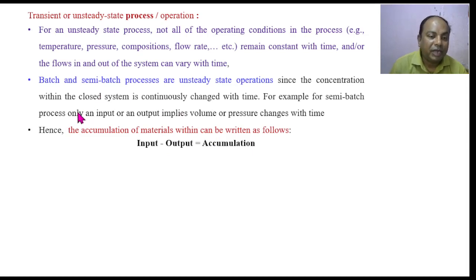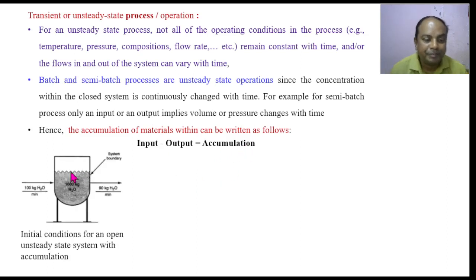Accumulation takes place as the feed material remains in a system and gets converted into certain product. Suppose that product remains in the system, so you cannot rule out the accumulation term. Therefore the material balance equation for a process operating under unsteady state condition, or for a batch or semi-batch process, involves the accumulation term. That is, input minus output is equal to accumulation.